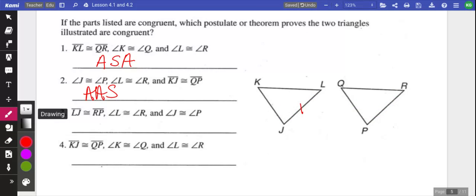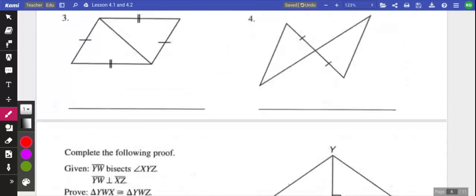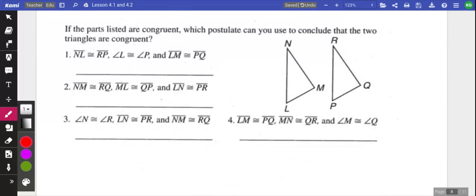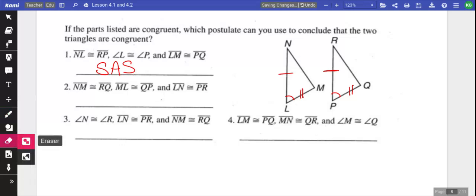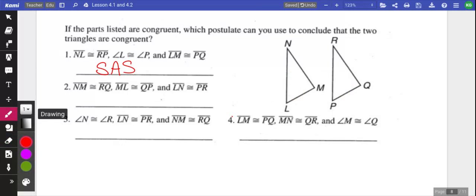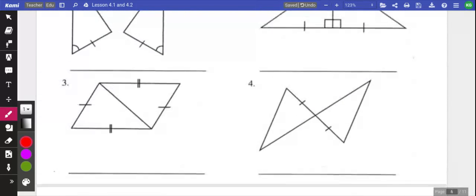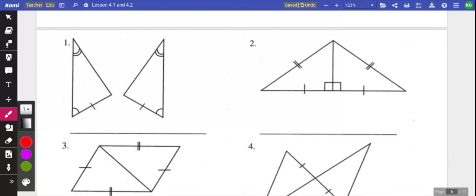The next one is LJ, RP, L and R, J and P, angle, side, angle. The next one is NL, RP, L and P, LM, PQ. Side, angle, side. And the last one is LM, PQ, MN, QR, and M and Q. Side, angle, side. Now in this section, you're just going to look at the pictures and tell what they are.